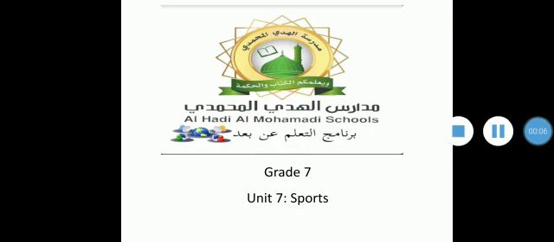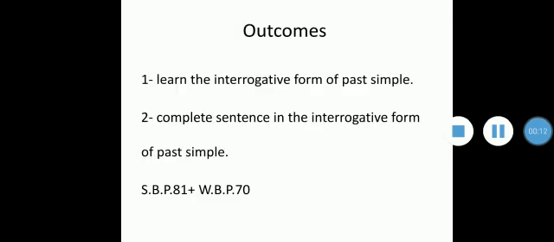For today, inshallah, we're going to continue our lessons from unit number 7, and today's lesson is language focus 2. For today, we're going to have two outcomes. The first one is to learn the interrogative form of past simple WH questions. The second one is to complete sentences in the interrogative form of past simple. So you need to open your student book page 81 and your workbook page 70.